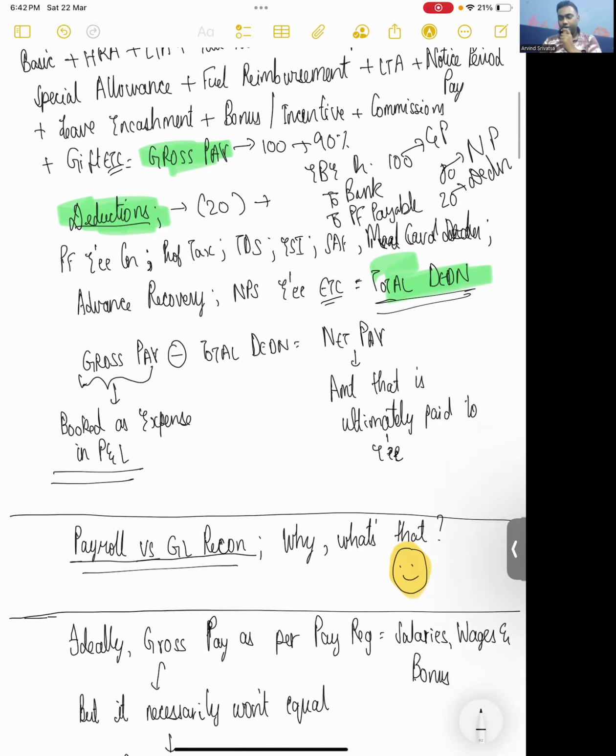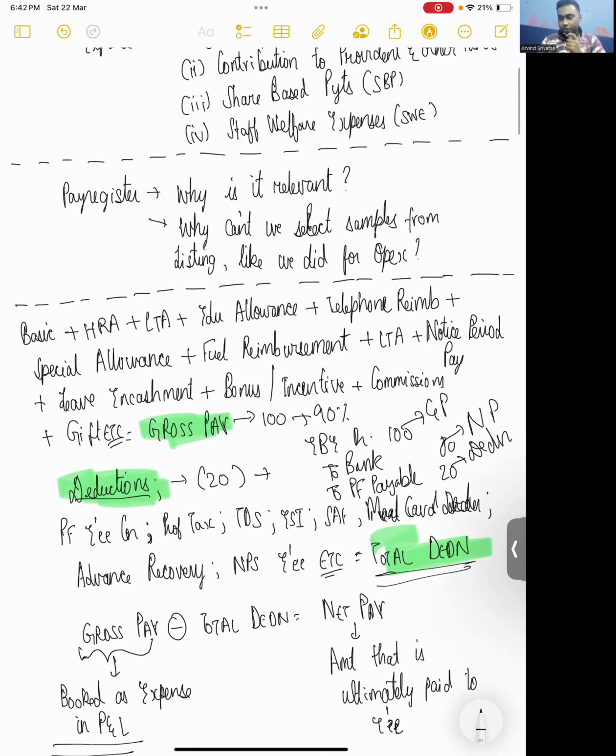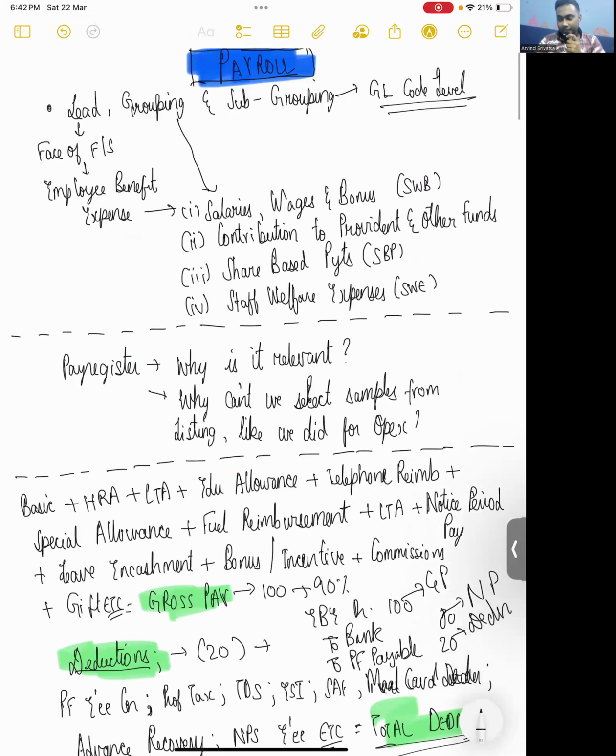And next, payroll versus GL reconciliation. Why do we need to do that, and what is that? As I told you earlier, most of your gross pay components will form part of salaries, wages, and bonus here. But some components might not be there in salaries, wages, and bonus. Some components might go to your staff welfare expenses also. That is also a possibility.